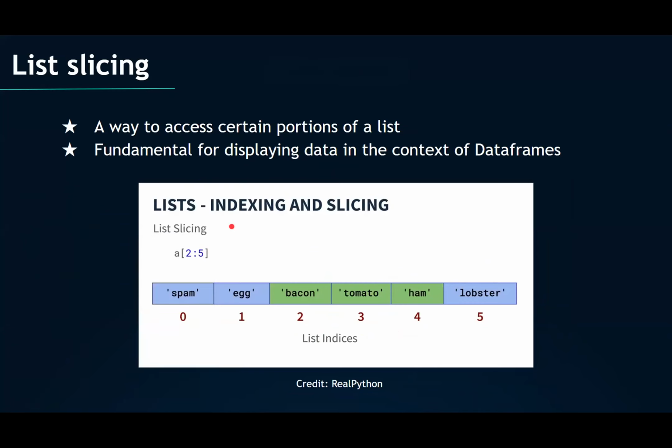There we go. So the syntax for this is the name of the list followed by square brackets, and then the start index and end index of the portion of the list you want to get. The first index is inclusive, and the second one is exclusive. So since I want indices 2, 3, and 4, I'm going to start at index 2 and end at index 5, and it'll return me back indices 2, 3, 4, which are the elements bacon, tomato, and ham.